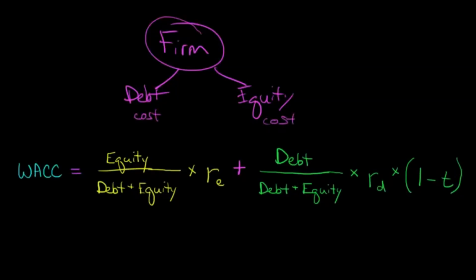But we have to weight these costs, right? Because we don't know how much of the mix is debt or equity. The debt for the firm might be just 10% of its financing, whereas the equity is the other 90%. So we can't just say we'll take a 50-50 split. This is going to make more sense when we go through an example, but for right now, let me walk you through this formula.